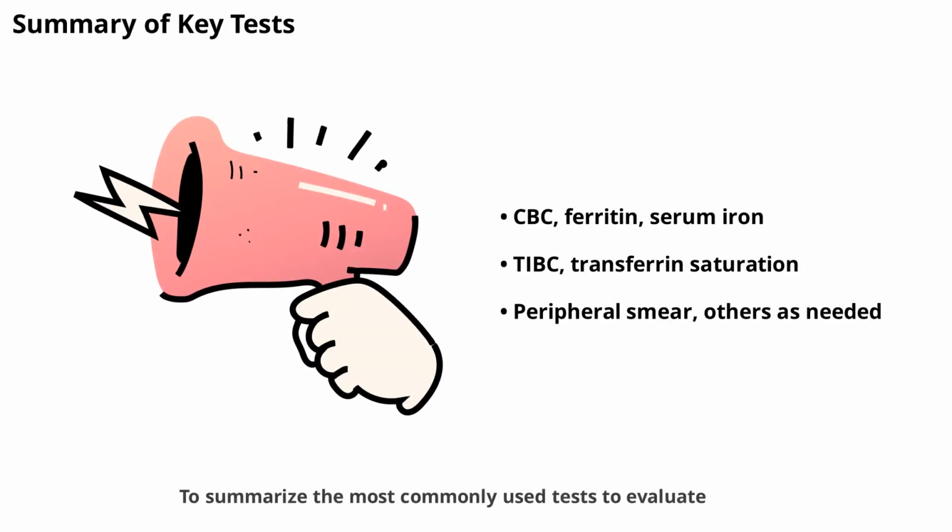To summarize, the most commonly used tests to evaluate iron deficiency anemia include the complete blood count, CBC, serum ferritin, serum iron, total iron binding capacity, TIBC, transferrin saturation, and peripheral blood smear. Additional tests, such as reticulocyte count, RDW, soluble transferrin receptor, and bone marrow iron staining, may be used in specific situations. Together, these tests provide a comprehensive assessment of iron status and help guide appropriate treatment.